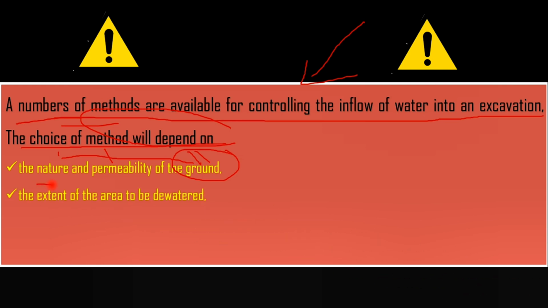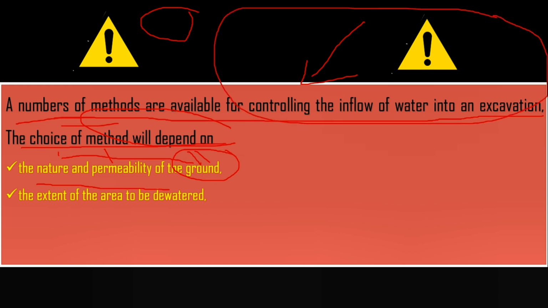Second, the extent of the area to be dewatered. For example, if you have an excavation area of 5 meter, or if you have an excavation area of, for example, 2000-3000 meter, and if I choose method number 1 for one of them, it may not be necessary that the same method will be used for the other excavation work. Clear? So it is represented as the extent of your area to be dewatered. That means how much area you need to dewater. Depending on the size, we can also select any of the methods.